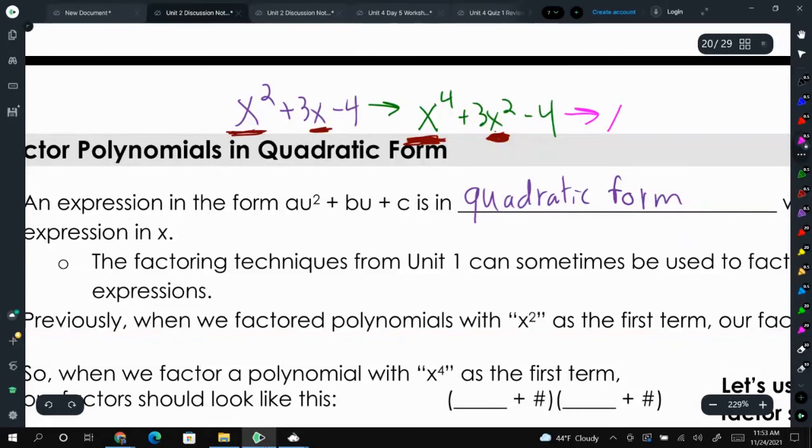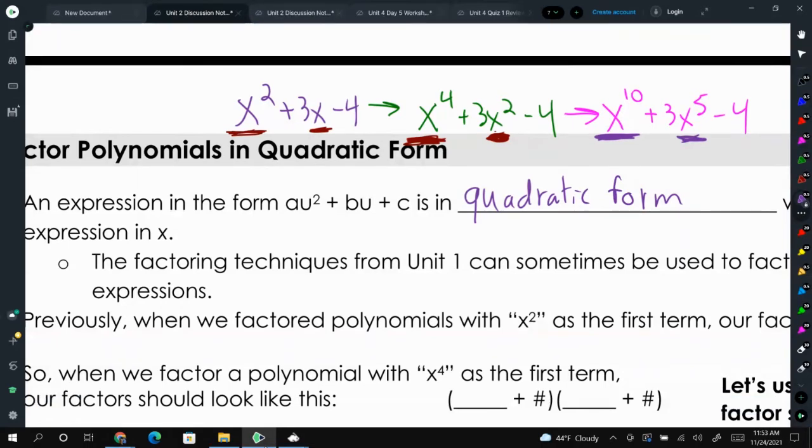This means we could do anything. What about x to the 10th plus 3x to the 5th minus 4? We can factor that the same way because our something here is x to the 5th, and we have that something squared in the front. X to the 5th squared, multiply the exponents, you get 10, plus 3 of that something, x to the 5th, minus a constant.